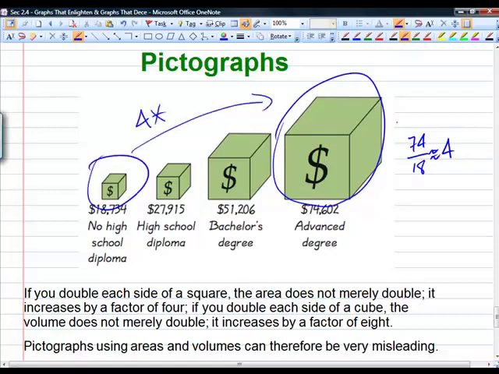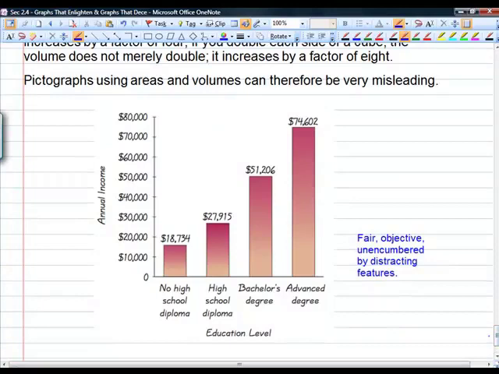But look at the picture. That picture looks way more than 4 times. It looks to be 32 times bigger. It looks like you could earn 32 times more by having an advanced degree as opposed to no high school diploma. Do you see how the exaggeration is? Whereas if we would have looked at the same information on a bar graph, we would have seen a more fair representation. So pictographs using areas and volumes can be very misleading.